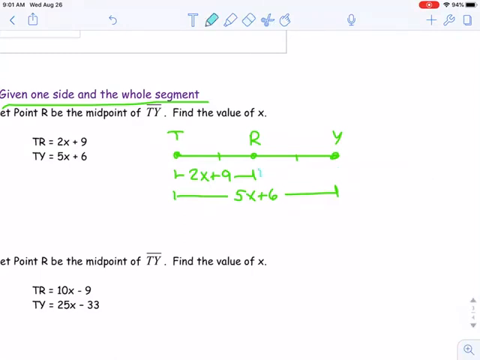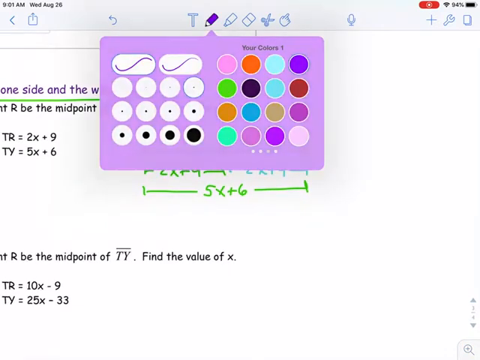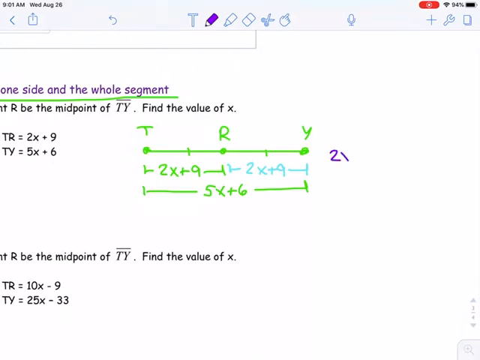There's a couple ways to solve this problem. Since R is the midpoint, we know the left-hand side is 2x plus 9. That means the right-hand side is the same exact thing. So the way I like to set up the equation, again, I just give suggestions. There's usually multiple ways to solve a problem. Whatever you do, as long as it's correct, I'm okay with.